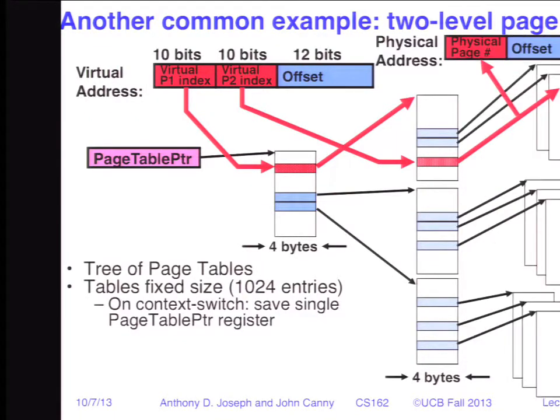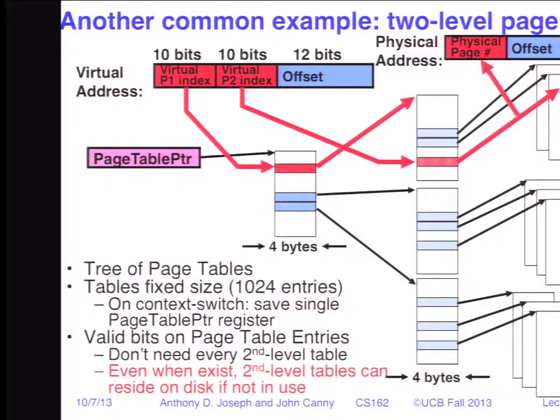All right, so we use the page table that we get from the top level page table, from indexing it with the virtual page number 1, to find our second level page table, which we index into with our virtual page number 2, and that gives us our actual page. We use the offset to index into that page. Okay? So that's two level paging.